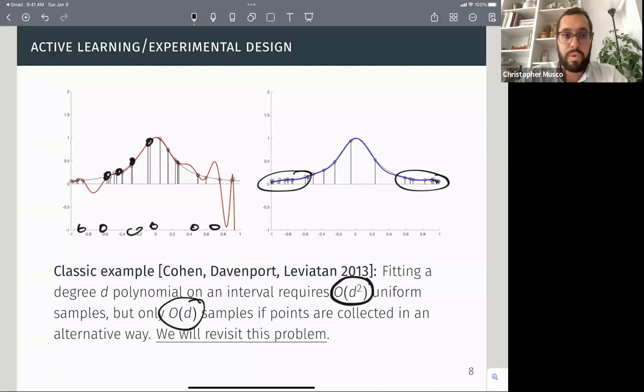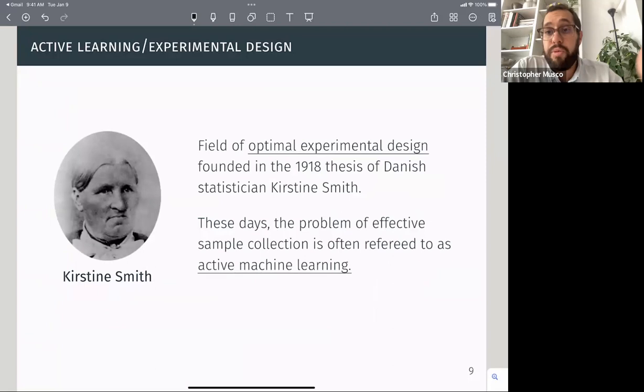Okay, so this is the general problem statement. This problem of how to choose the samples in a smart way is often called active learning or experimental design. So experimental design or optimal experimental design, this is like the traditional statistics term for this problem. It's an area that was founded in a thesis from over 100 years ago by Danish statistician Kirstine Smith, who was a PhD student of Pearson, and has been studied for decades in statistics.